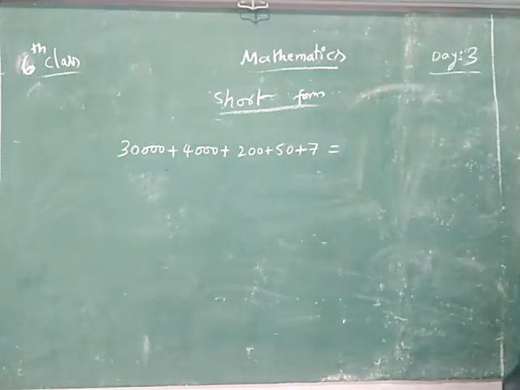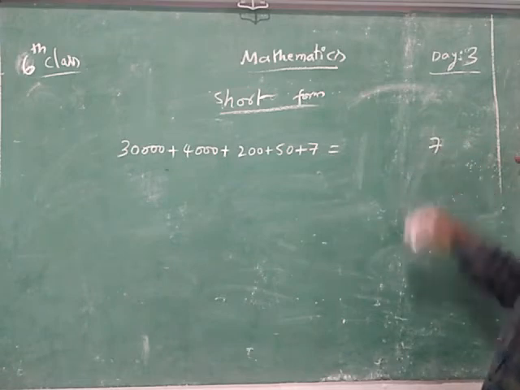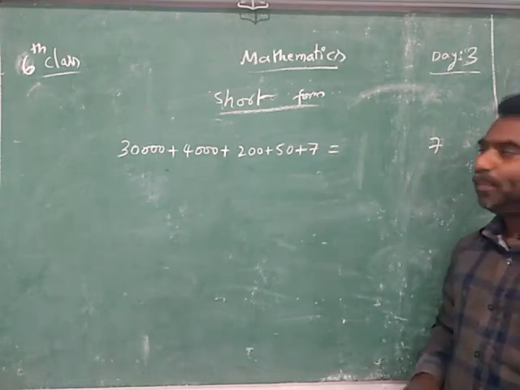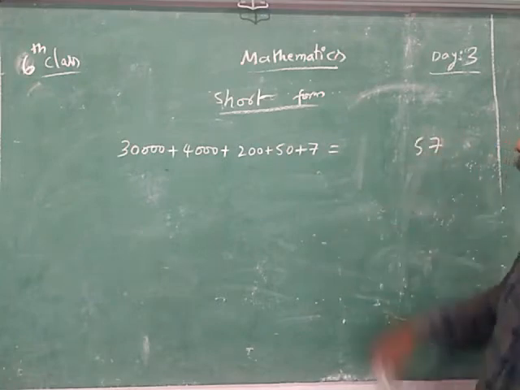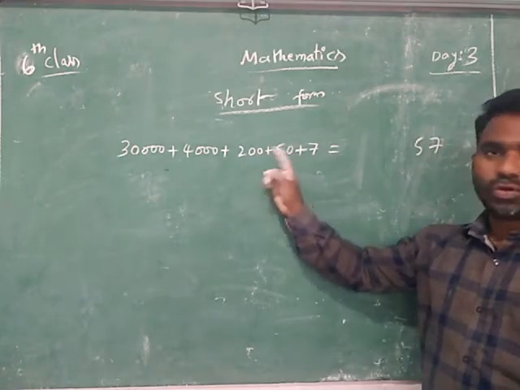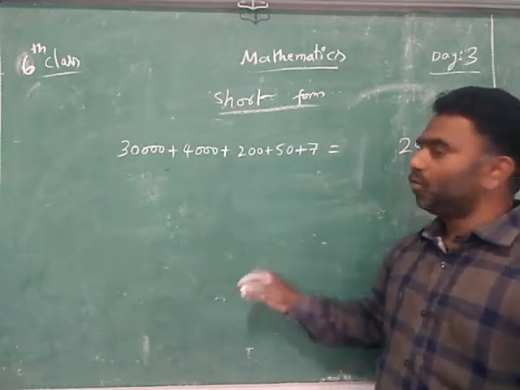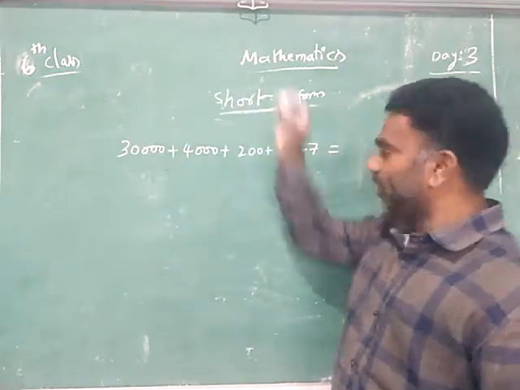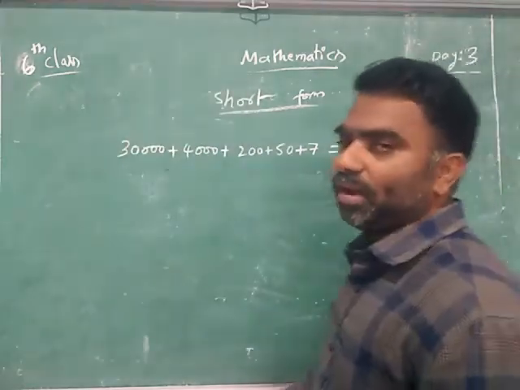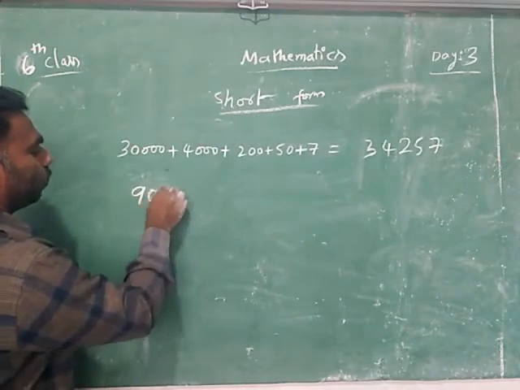First we will go for ones place, the number which is not having zeros. Yes, it is there: 7. Next tens place, a number with 1 zero. What is that? 5. Hundreds place, 2 zeros: 2. Thousands place, 3 zeros: 4. 10,000s place, here it is there: 3. In this way also you can write the short form. One more.